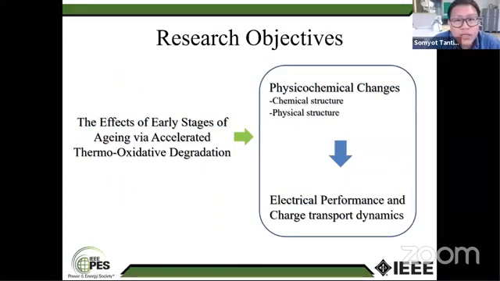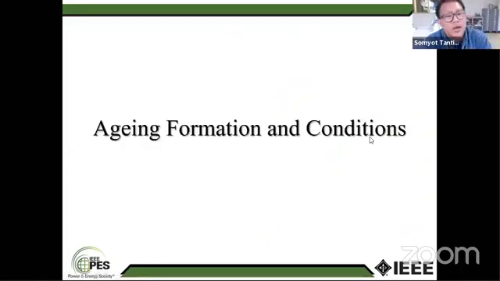So this is the research objective. I would like to study the effect of the early stage of aging associated with accelerated thermo-oxidative degradation, that has an effect on the physical and chemical change related to chemical structure, physical structure, and electrical performance and charge transport dynamics. So now we go to aging formation and condition.